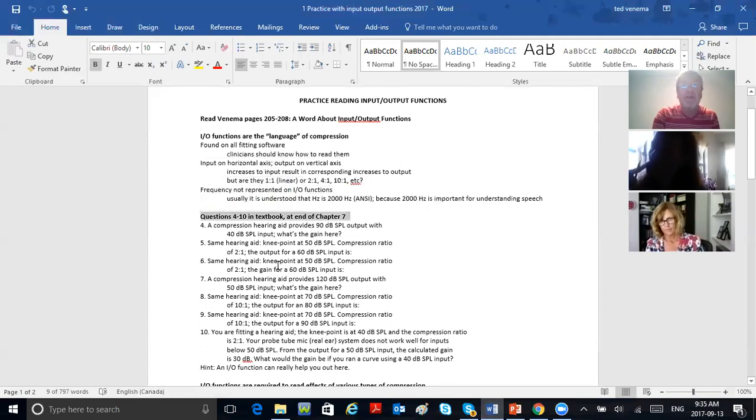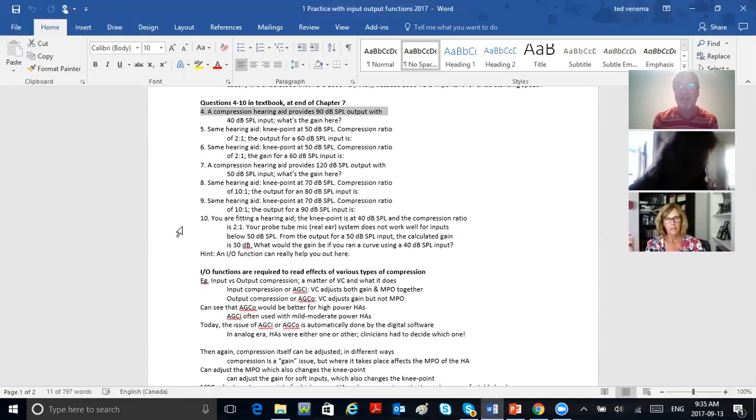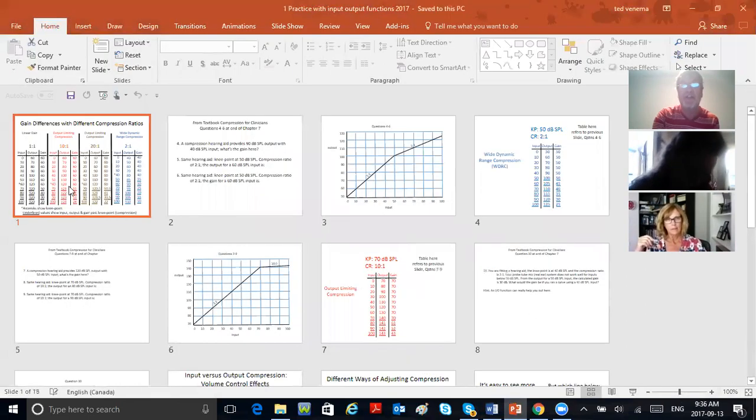So when we take a look at the questions at the tail end of chapter 7, you'll see these 10 questions. That's what we're doing here. We'll start by looking at question 4. A compression hearing aid provides 90 dB SPL output with 40 dB SPL input. What's the gain here? How would you figure that out? 50. 50, of course. Output minus input is gain. 90 minus 40. Correct.